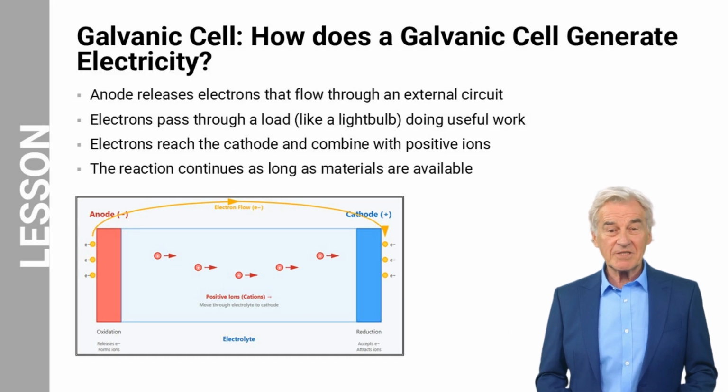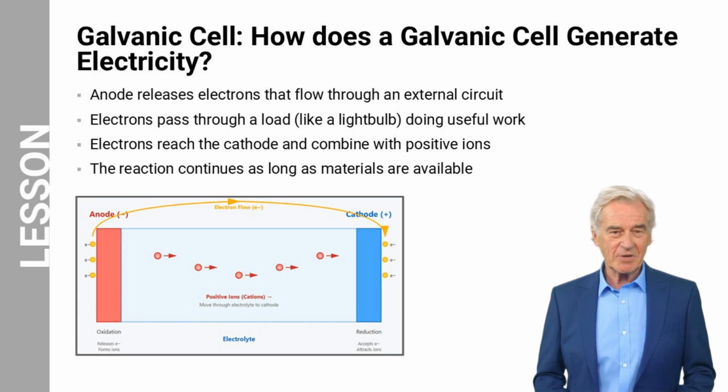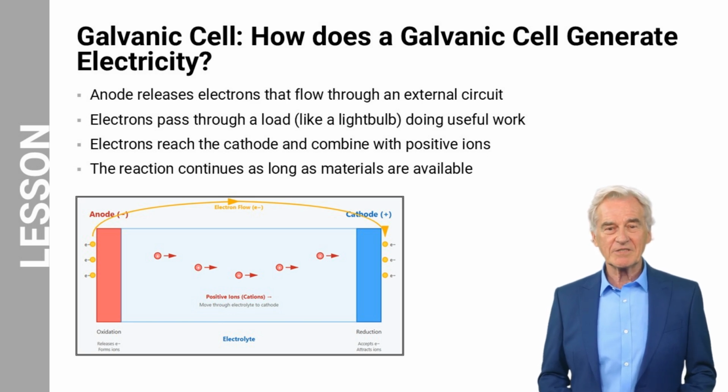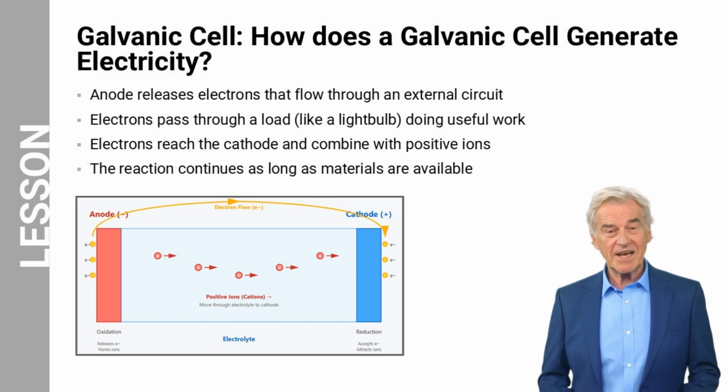Now let's see how all these parts work together to generate electricity. The anode releases electrons that can't travel through the electrolyte. Instead, these electrons must travel through an external circuit, that is, a wire connected to the outside of the cell. As electrons flow through this circuit, they can power something useful, like a light bulb or a motor. Eventually, the electrons reach the cathode.